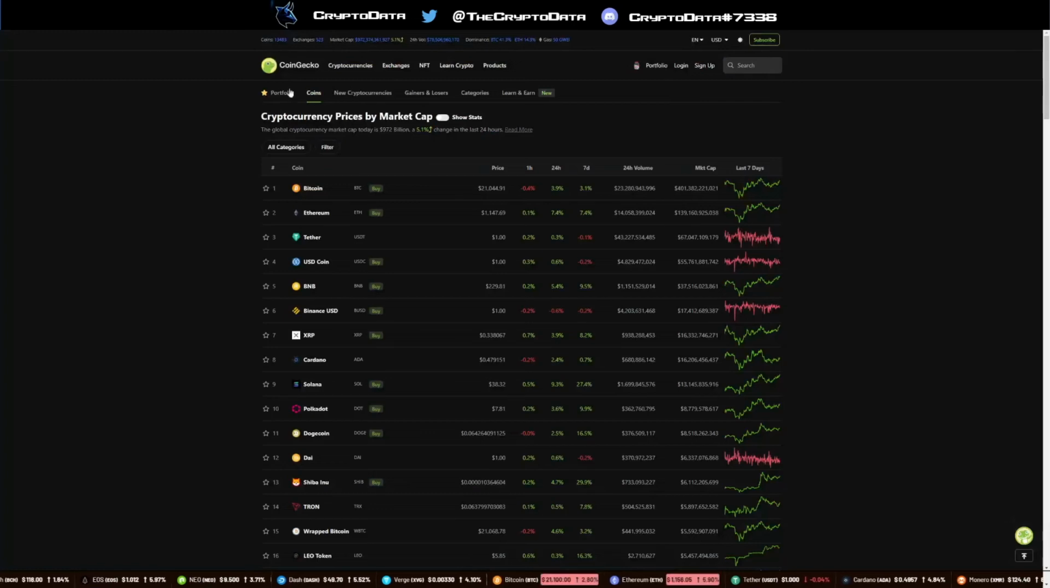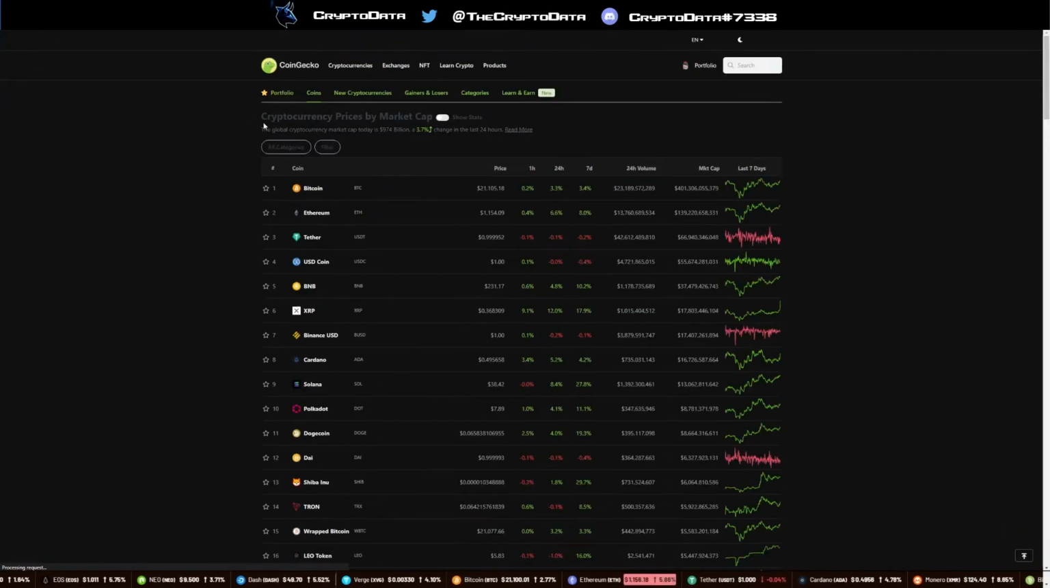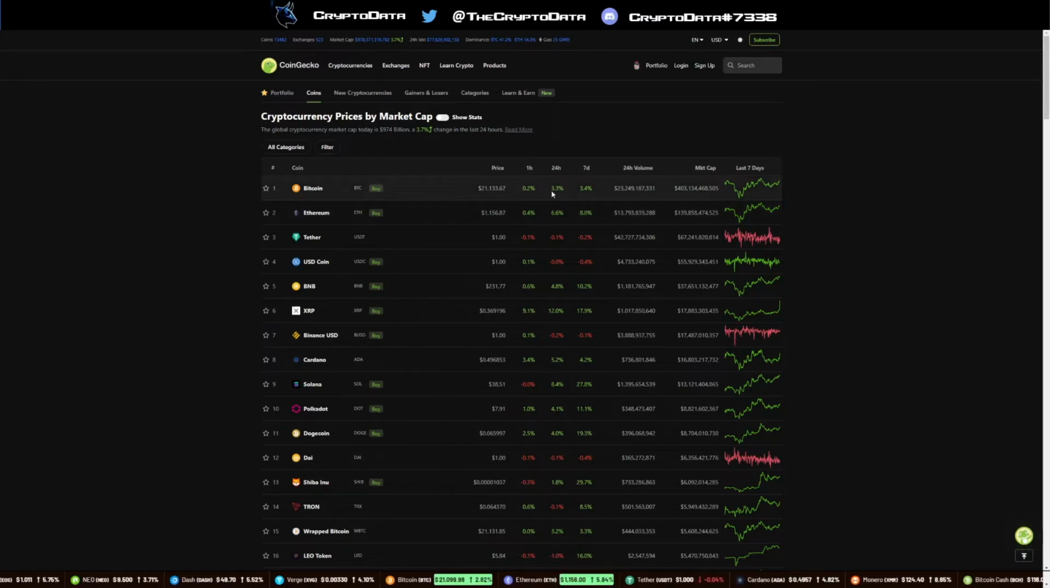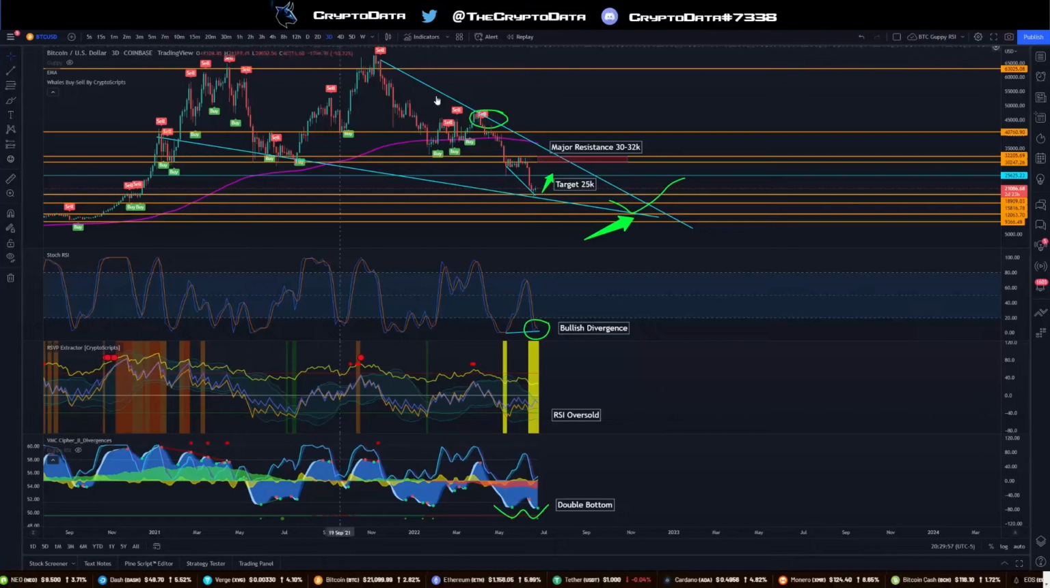If we go to the cryptocurrencies and we actually refresh on the page, you can see Ethereum over 24 hours is up 6.6%. Bitcoin's only up 3.3, okay? So you can see even on the 7-day, Ethereum is outperforming Bitcoin right now.